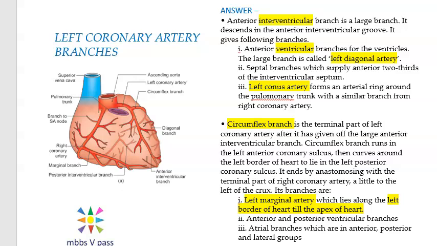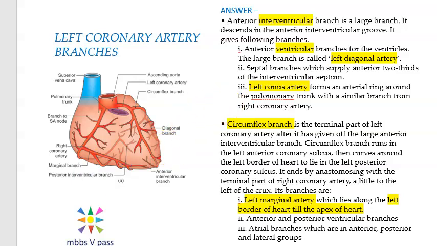Now let us look at the contours. Where is the right marginal artery? Here. What is it coming from? The right marginal artery is coming from the right coronary artery. It is going along the inferior border till the apex of the heart. Very good. Where is the left marginal artery? The left marginal artery is here. It is coming from the circumflex branch of the left coronary artery. It is running along the left border of the heart and reaching the apex of the heart. Correct? So right marginal artery, left marginal artery, you have understood.